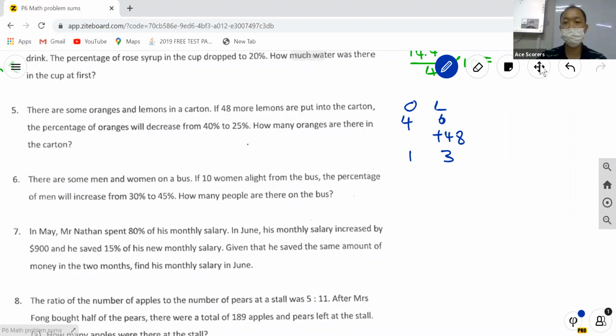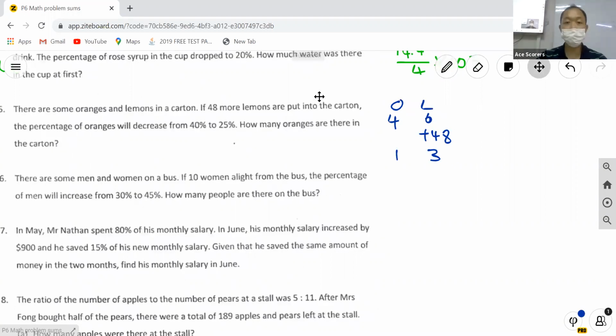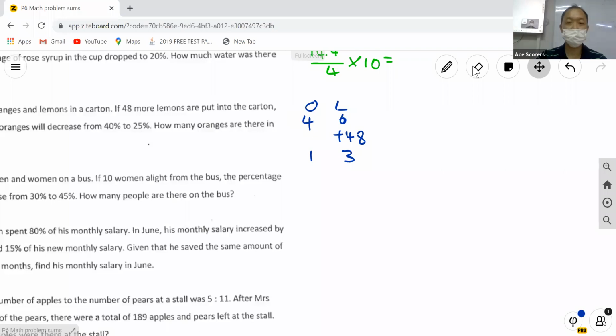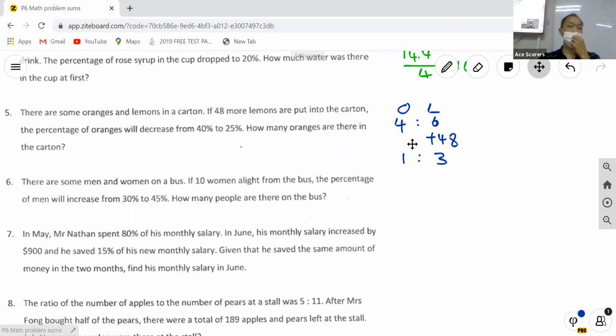Did you get this table? Orange, lemon, at first 4:6, then it became 1:3. Okay, do you get this table? This is the first table. Do you need me to explain again how to get this table? Okay, so if I have this, then which one never changes? The number of oranges, right? So if oranges never change, I can reset the table. In fact, I can make this 2:3, and then here is just 2:6.